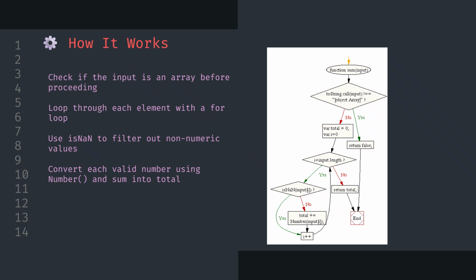The function begins by making sure the input is actually an array. It then loops through each element, using isNaN to find out which ones are numbers. Those values are then converted to a number, just to be safe, and added into our total. The function returns the sum after the loop is complete.